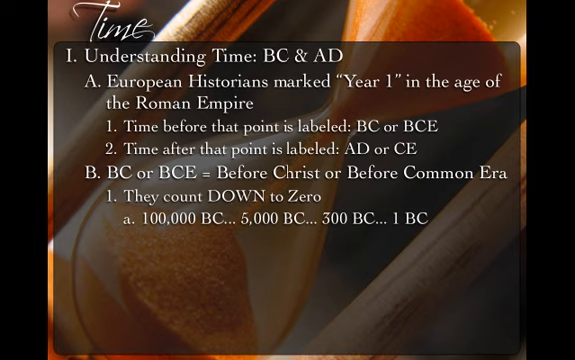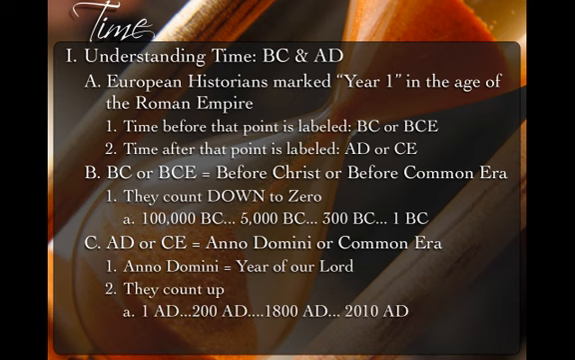BC works as follows. BC counts down to 0. The older the event, the higher the number. This serves as a very nice purpose because we really don't know when the beginning of time is. So you can take BC to the millions, to the billions, to the trillions if you need to. And then the older the event, the bigger the number. And then it counts down like 100,000, down to 5,000 BC, down to 300 BC, until you get to 1 BC.